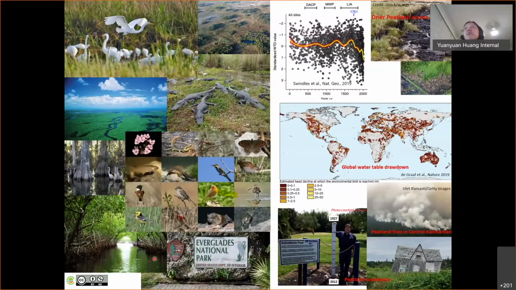Unfortunately, for peatland in general, the water table depth is lower in the current period of time compared to the historical time. Here, this figure shows the average water table depths across European peatlands through time.